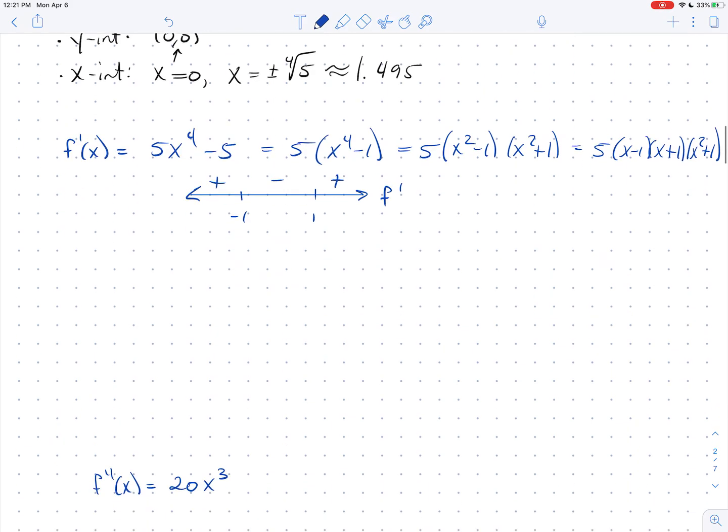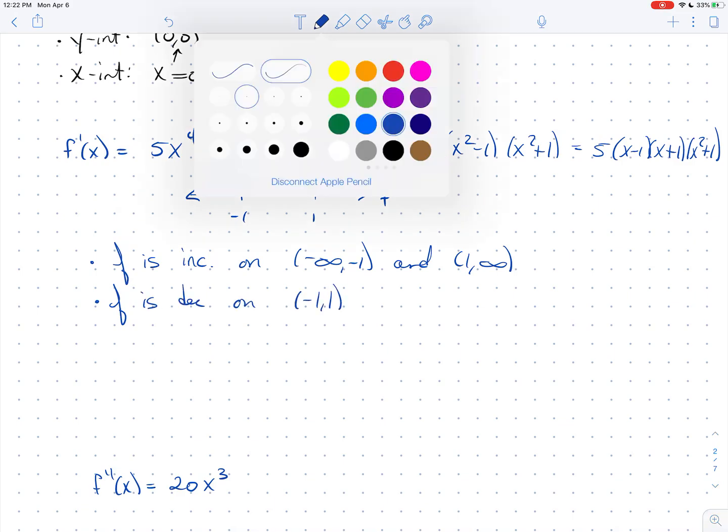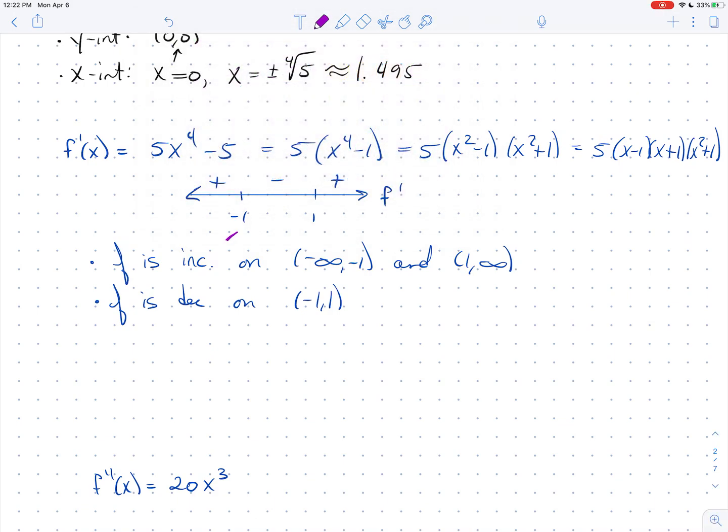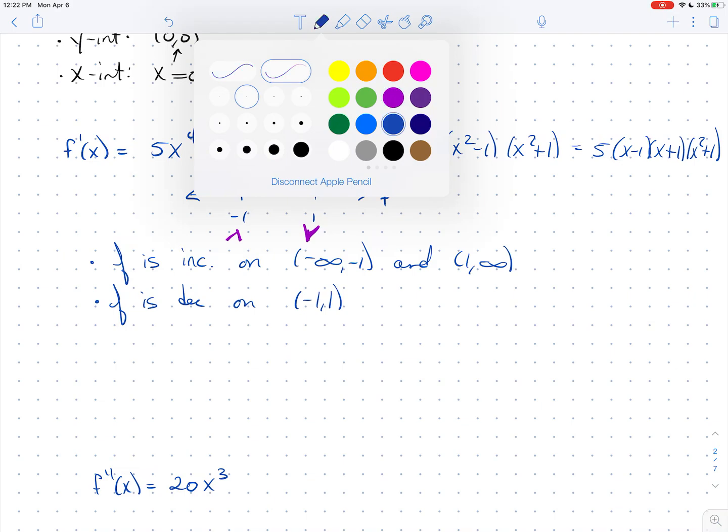And now I can conclude a bunch of stuff. So I know that f is increasing on minus infinity to minus 1 and 1 to infinity. I know that f is decreasing on minus 1 to 1. I know that f has a local max there and a local min there. Let's write that down.